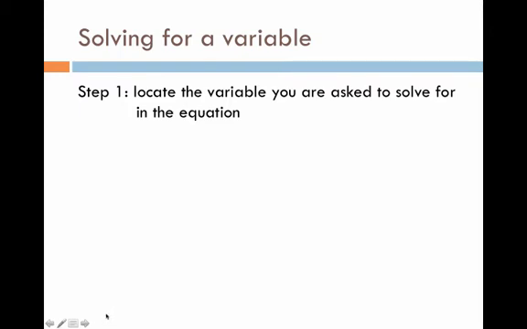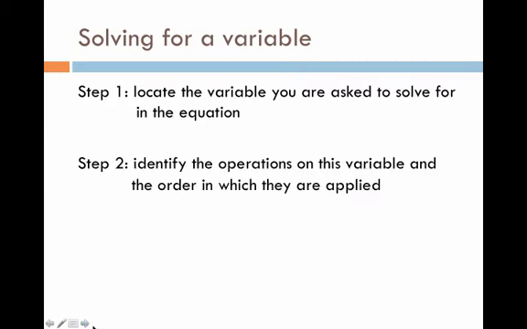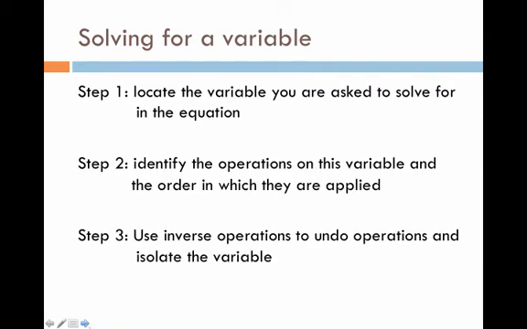All right, so when we're trying to solve for a variable, first thing we're going to do is locate the variable that you're asked to solve for in the equation. In this case, it was the rate. Next, we're going to identify the operations on that variable and the order in which they're applied, because our goal is to use inverse operations to undo whatever operations were there to isolate the variable. And I'll show you what that means. It sounds a lot more complicated than it really is.